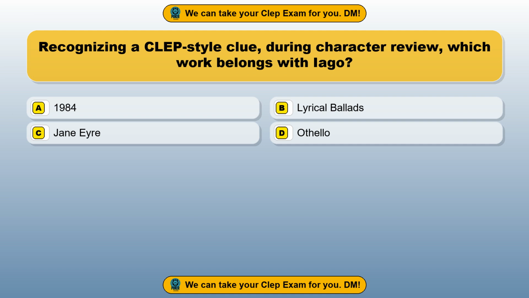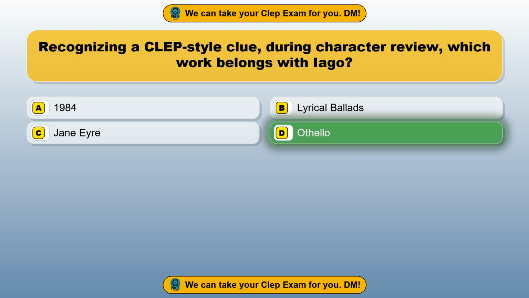Question 60. Recognizing a CLEP-style clue during character review, which work belongs with Iago? Option A, 1984. Option B, Lyrical Ballads. Option C, Jane Eyre. Option D, Othello. The correct answer is option D, Othello.